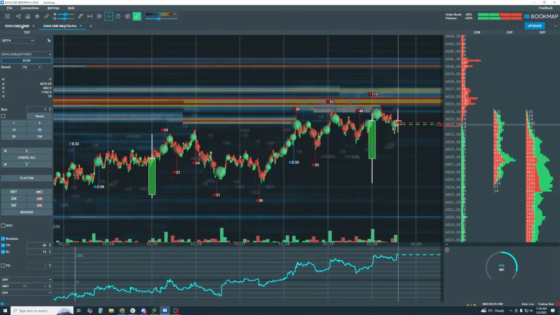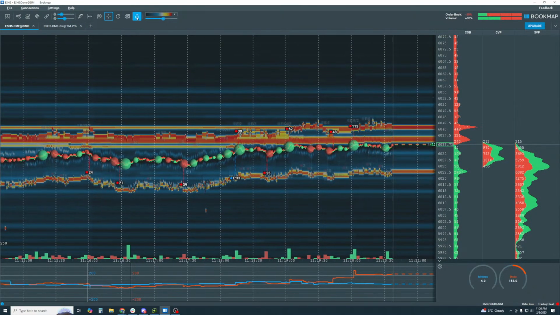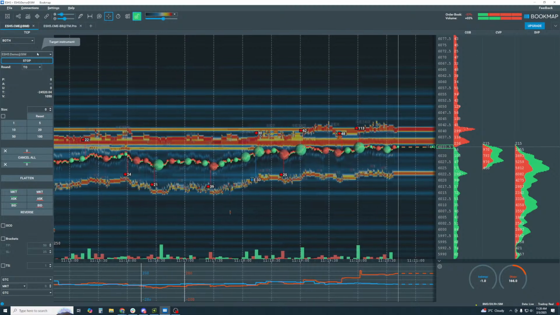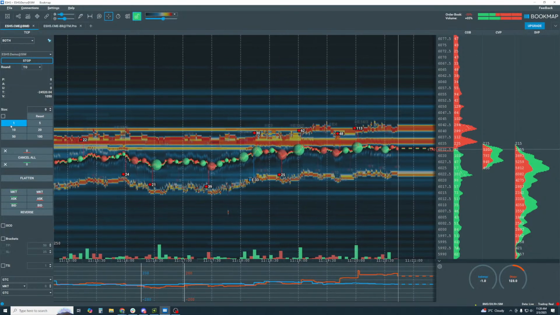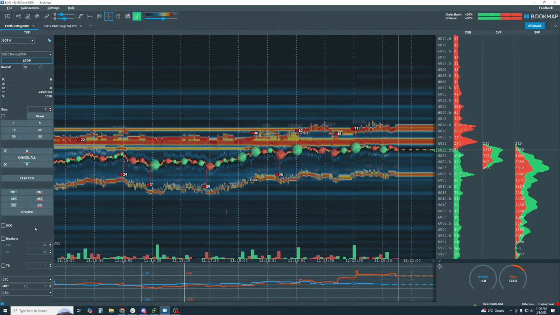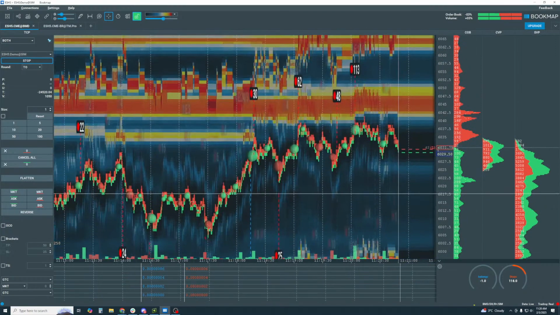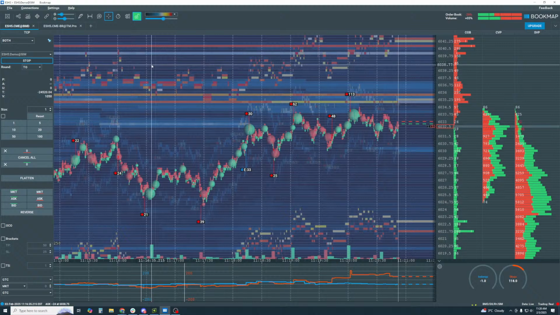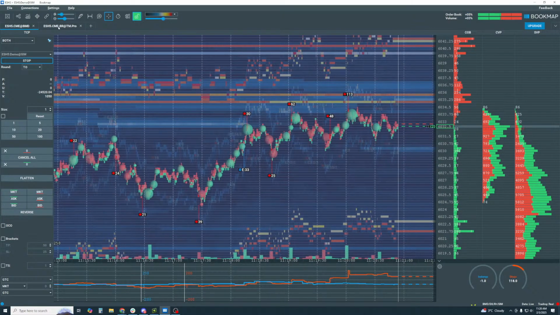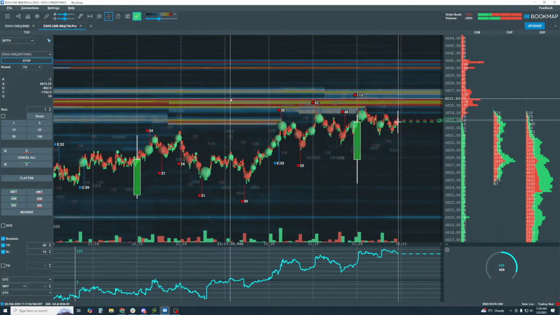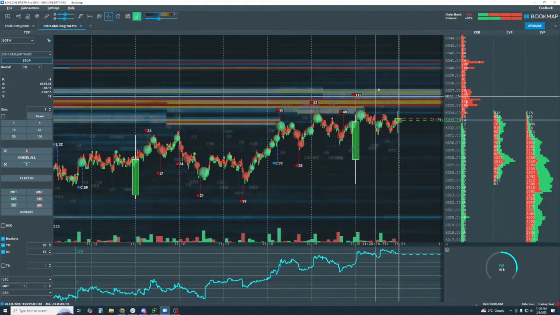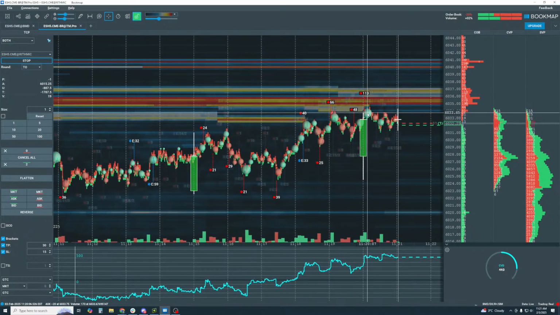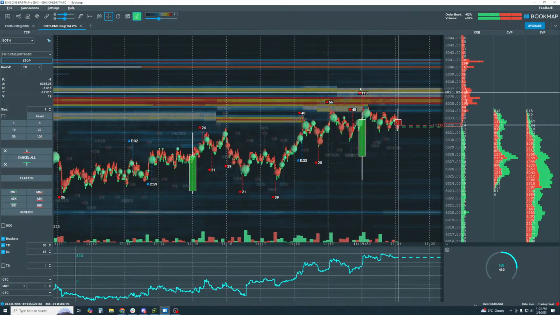Actually, maybe I can jump over here and trade it in Rithmic. Or I'm sorry, no, I can't. I closed my Rithmic. That's right. This Bookmap data is open.